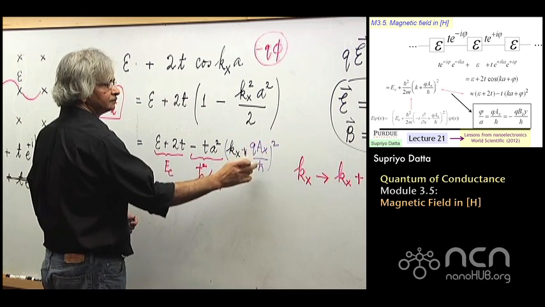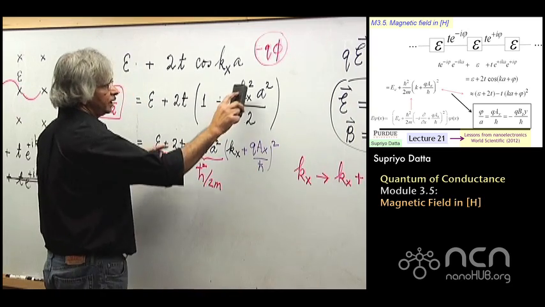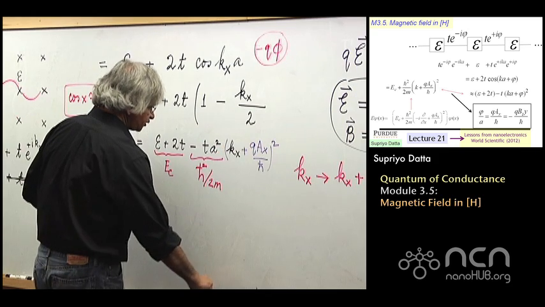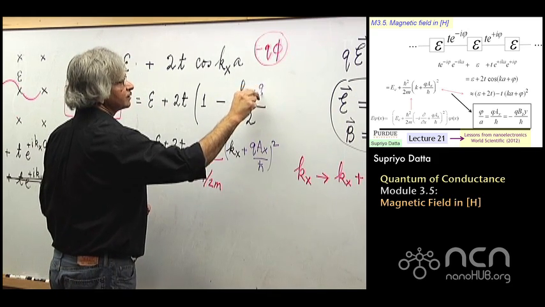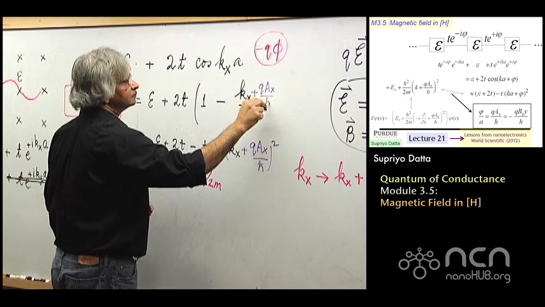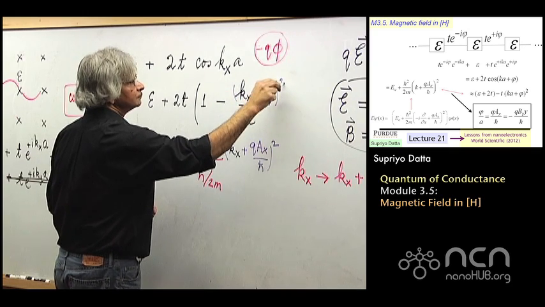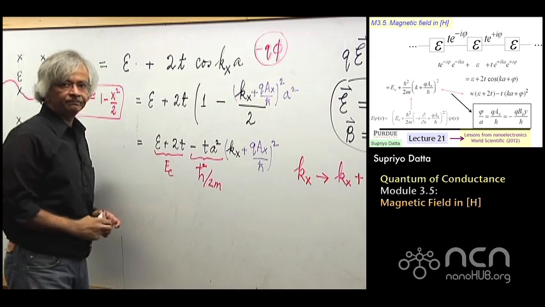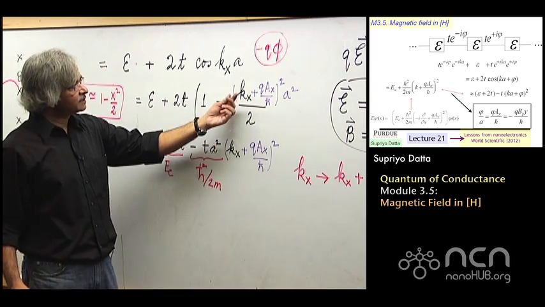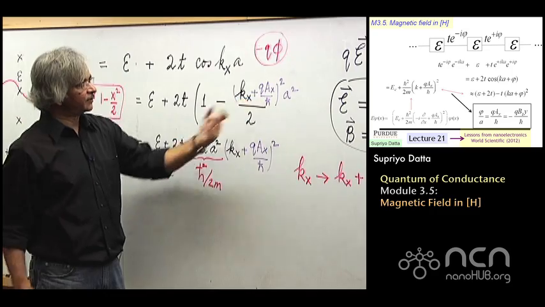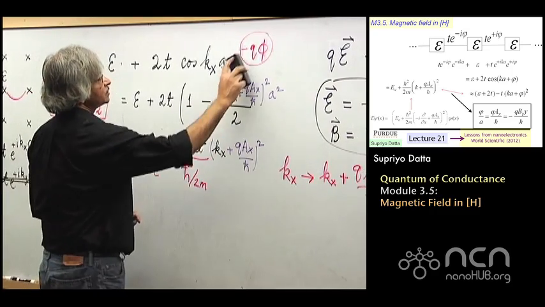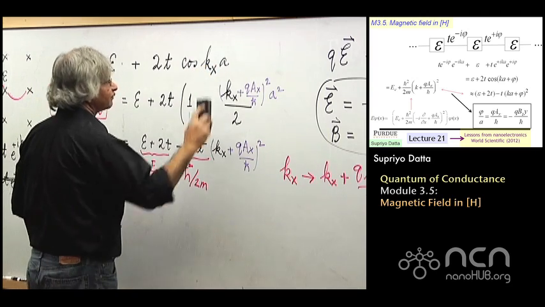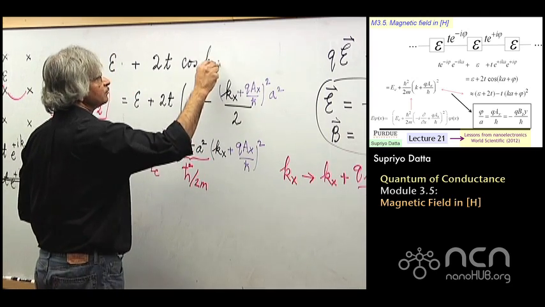That's what we want to do. So here, same story. Instead of kx, I should use kx plus qAx over h bar. So I had kx squared a squared, instead I'd have this. So what has happened then is, instead of kx, I'm picking this up. Okay, so same story here. Instead of cosine kx a, I'll have kx plus qAx over h bar.